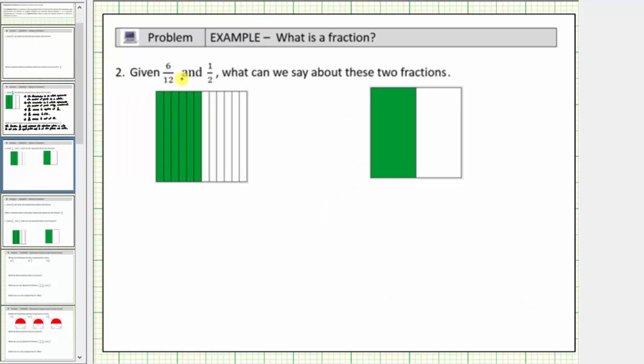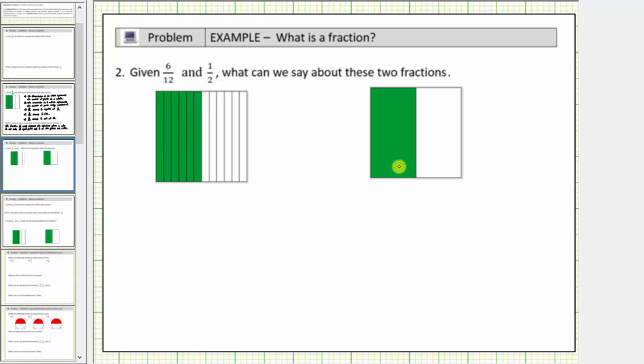Next, given 6/12 and 1/2, what can we say about these fractions? We already know this is the model for 6/12. For the fraction 1/2, we would cut the rectangular square into 2 equal-sized parts and shade one of them. Now if we compare these two models, notice how they both represent the same amount using different fractions.